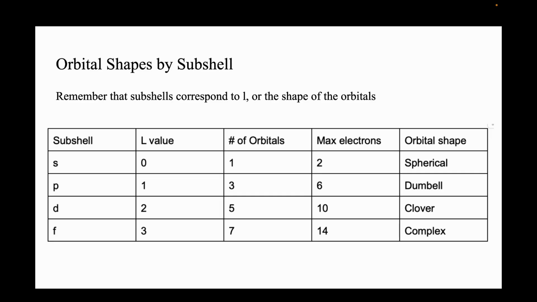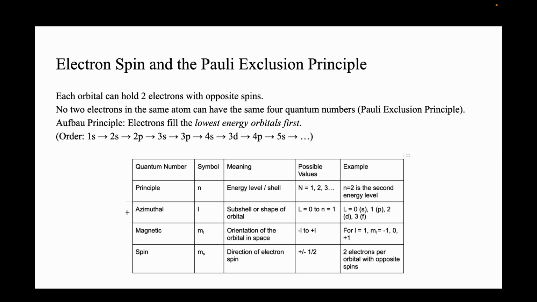And we are moving on to our final part of the video. Electron spin and the Pauli exclusion principle. Each orbital can hold 2 electrons with opposite spins. Remember that each electron in the orbital cannot spin the same way. They can have a positive spin or negative spin. No 2 electrons in the same atom can have the same 4 quantum numbers. And then the final principle, the Aufbau principle: electrons fill the lowest energy orbitals first. So you can't fill the p orbital in the second energy level before you fill the s orbital. Sorry, the subshell. You can't fill the p subshell before you fill the s subshell.